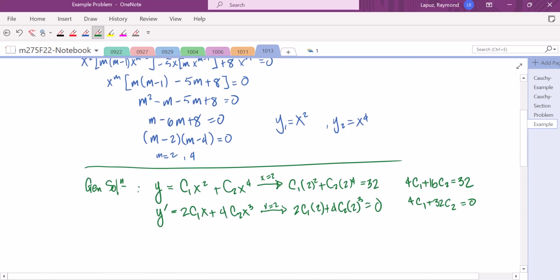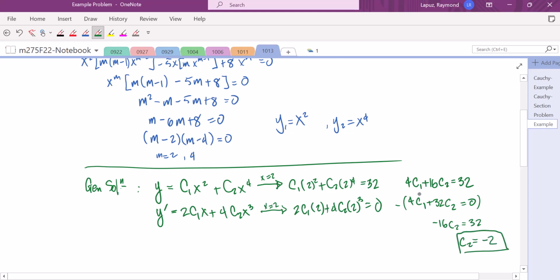All right, I was thinking about dividing out a 4, but I think we can work with this, and we can just subtract one from the other, so the c1s would cancel. And then this will give us a negative 16 c2 is equal to 32. So c2 will be a negative 2.